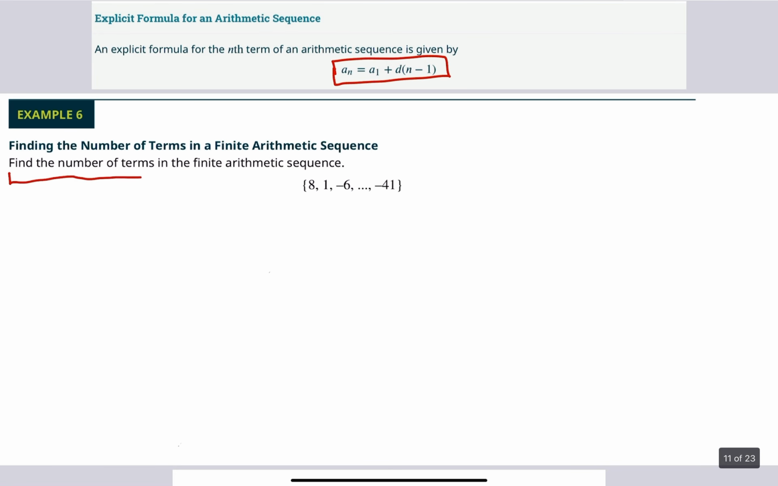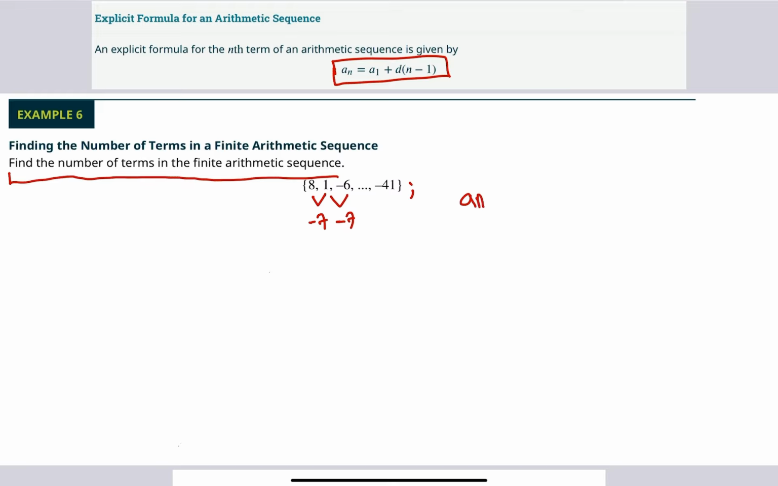Now, find the number of terms in the finite arithmetic sequence. Well, before we do anything, do we have the difference? Let's find that, right? We got 1, 8, which is simply 1 minus 8, which is negative 7, right? Negative 6 minus 1, negative 7. So basically the difference is negative 7.